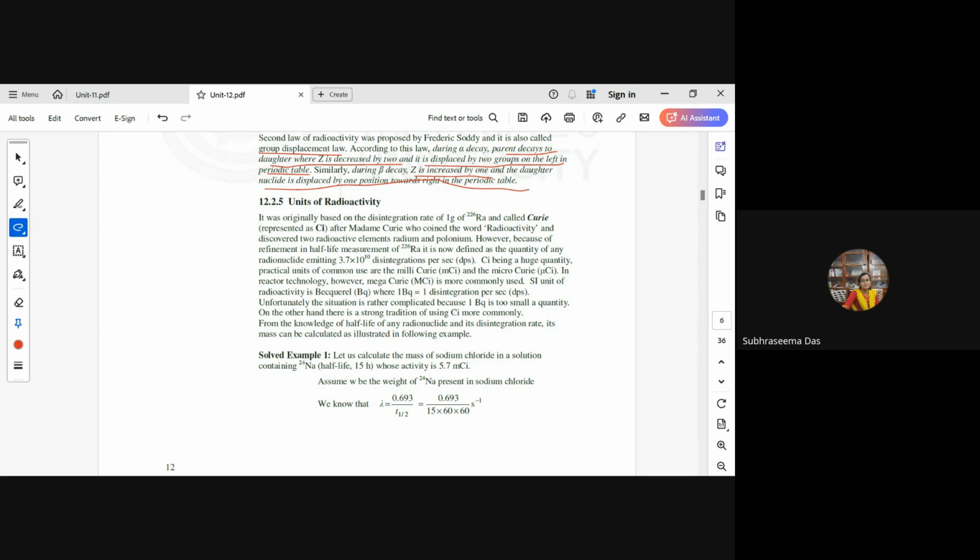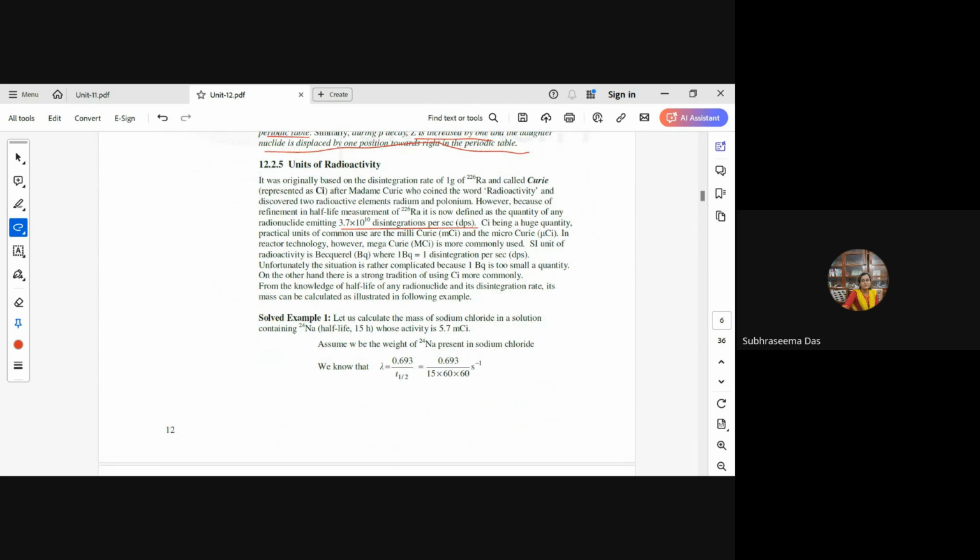Now coming to units of radioactivity. It was originally based on the disintegration rate of 1 gram of radium and was called the Curie, represented as Ci after Madame Curie, who discovered radioactivity. However, because of half-life measurement and other factors, it is now defined as the quantity of any radionuclide that emits 3.7 into 10 to the power 10 disintegrations per second, that is dps. Curie being a huge quantity, practical use has come down to millicurie, mCi, or microcurie, µCi. In reactor technology, the curie is more commonly used.